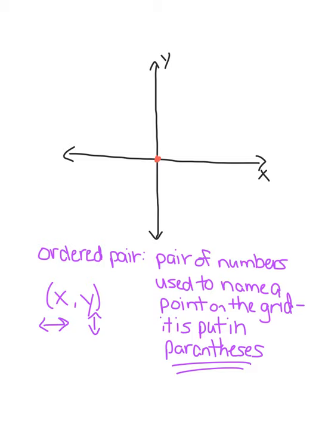Now, our origin right here in the middle, the ordered pair for our origin here, it's right there in the middle. So this is our starting value. So this is actually 0, 0. So the origin is 0, 0. The ordered pair for the origin is 0, 0.